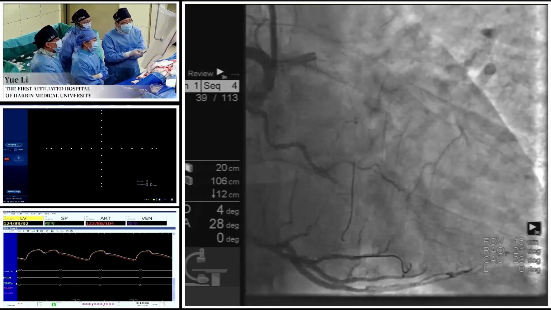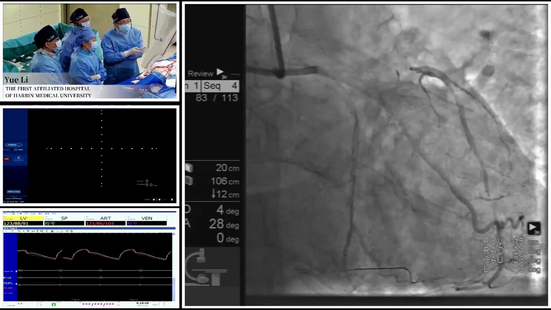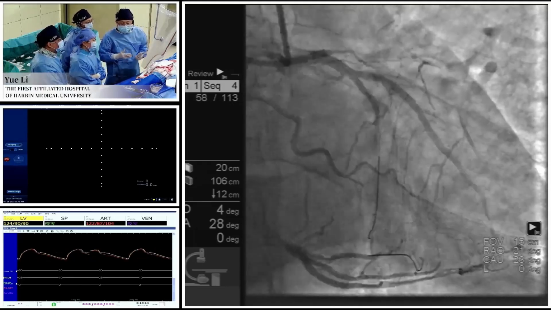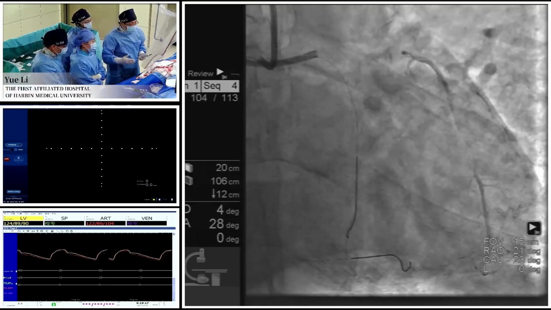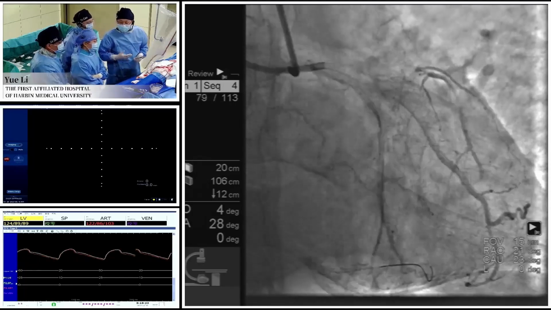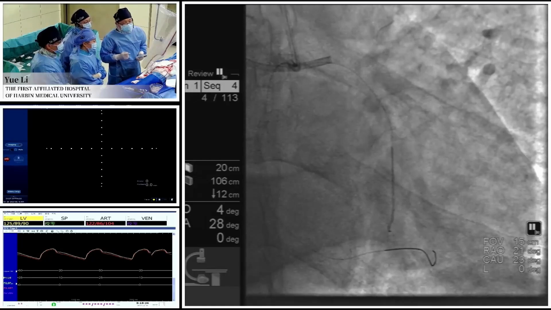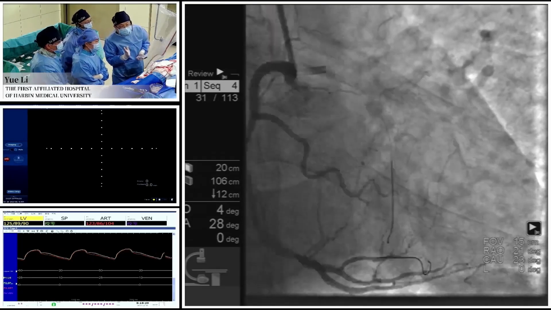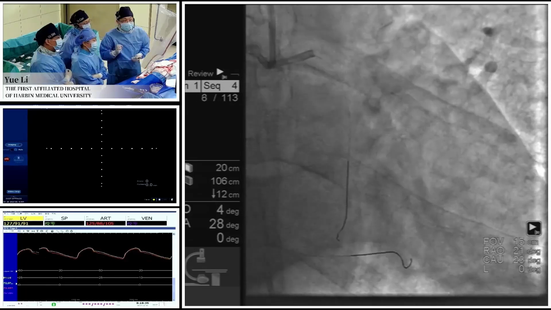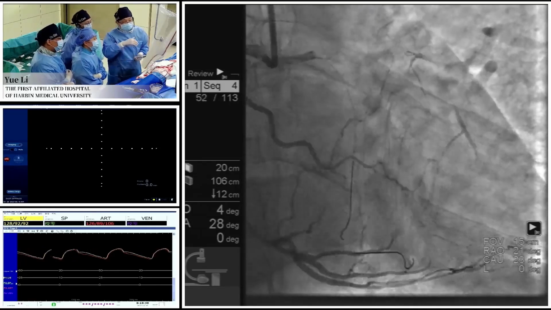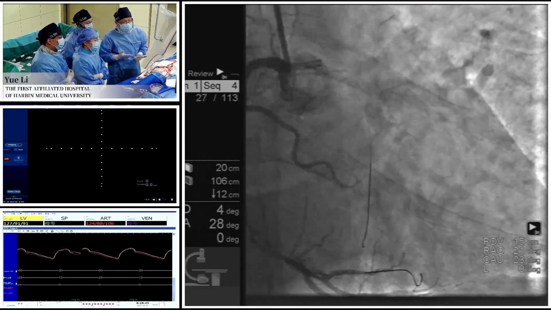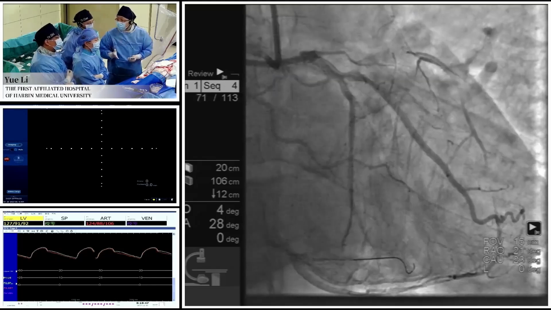So for the left side, I choose a BL 3.0 guiding because for this gentleman, I found that commonly the left side radial approach is just like the common femoral approach. Commonly we choose BL 3.5, but for this case, we need to let the guiding point a little bit toward the left. We place a workhorse wire in the guiding to keep it stable and avoid engaging the ostium of the LAD, which could cause vessel injury.